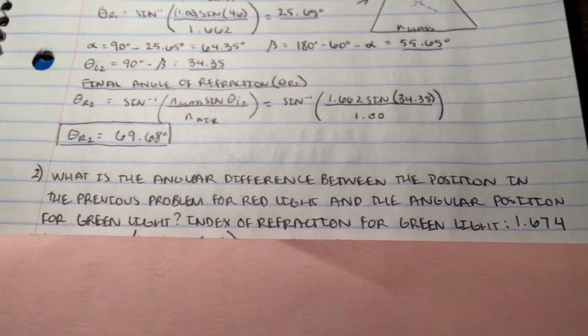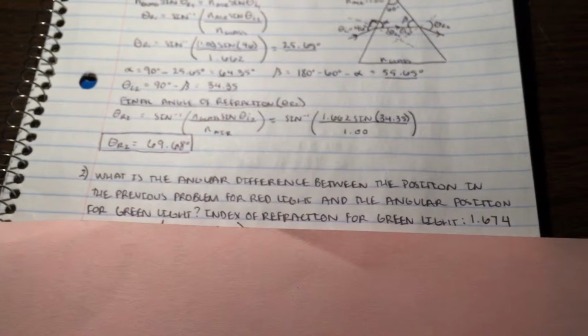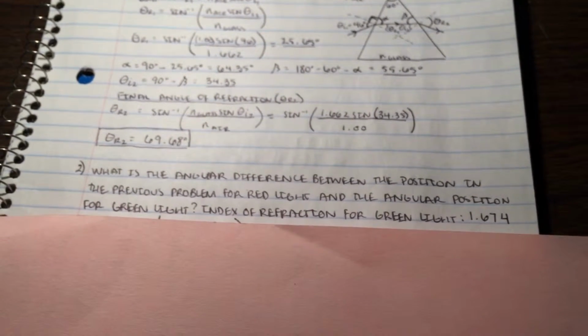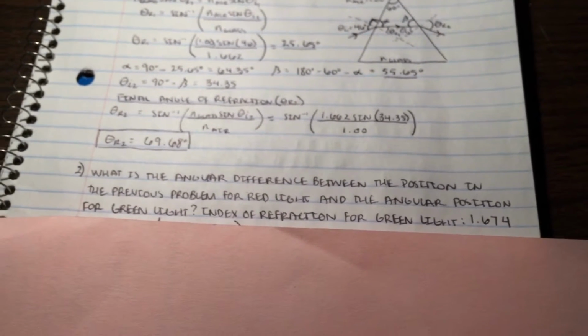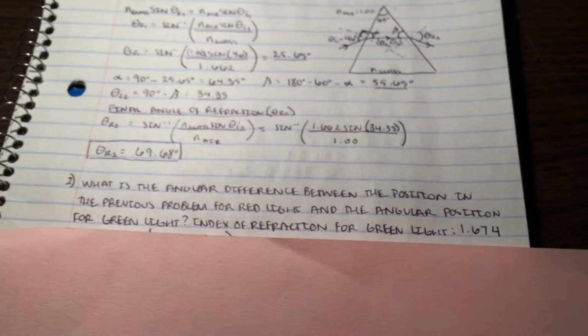The second one states: what is the angular difference between the position of the previous problem for the red light and the angular position for green light? The index of refraction for green light is 1.674.